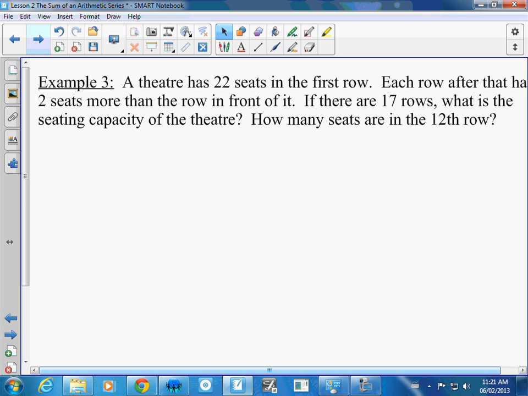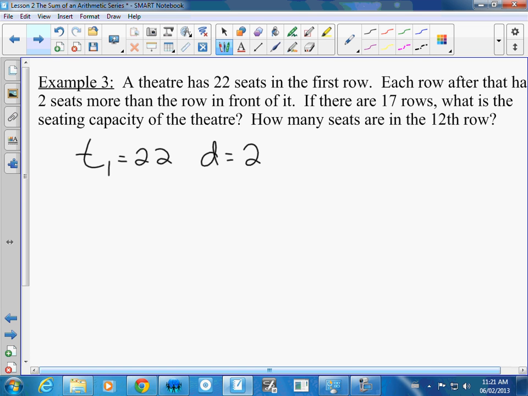Okay, so the first row has how many seats? 22. What do you think that is? T1, right? Is that the first row? Yeah, so T1 is the first number. So T1 is 22. Each row after it has how many more seats? 2. So is this an arithmetic sequence? Yes, because it has a common difference of 2. It's increasing by 2. So what's 2? C, the common difference.